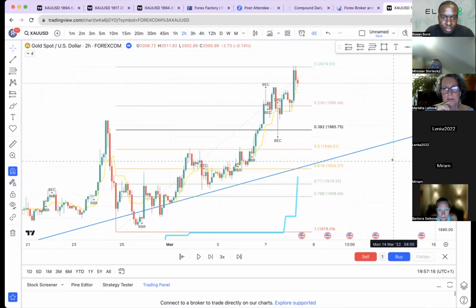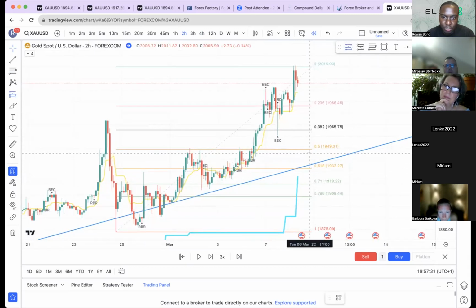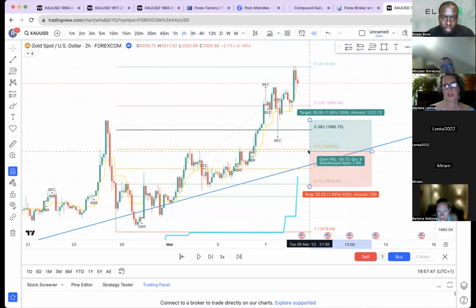Here is the base rally. This one? Yeah. This one, yeah. Yes. Okay. And so we'll take a long position. And where do you want me to put the entry? In the body of the base rally. The body? Okay.